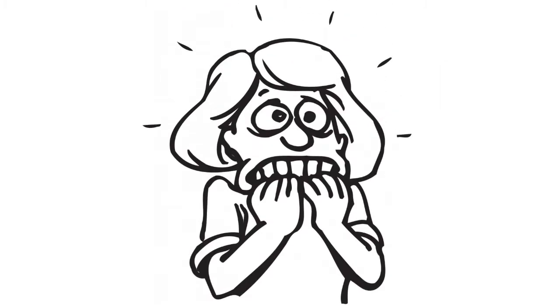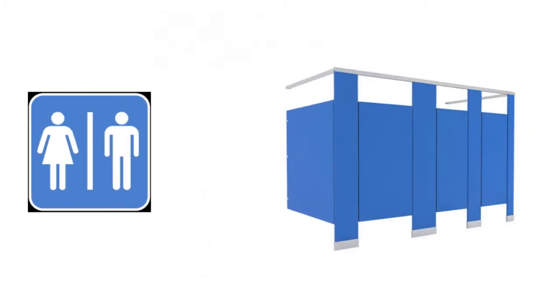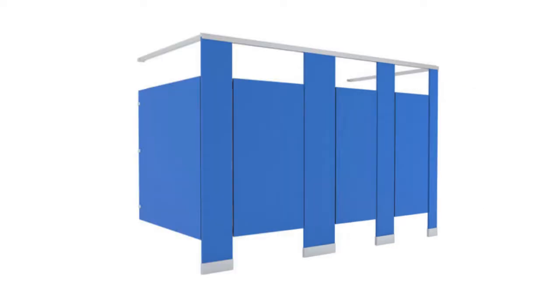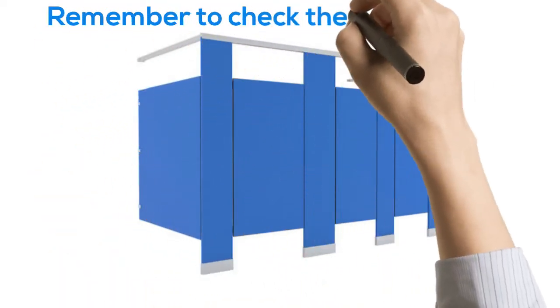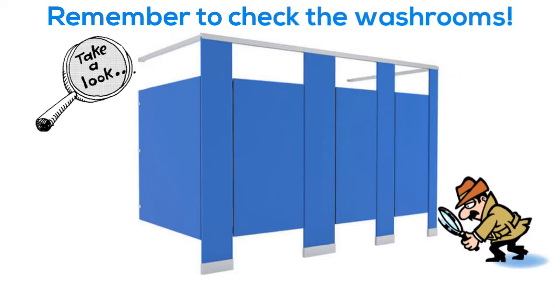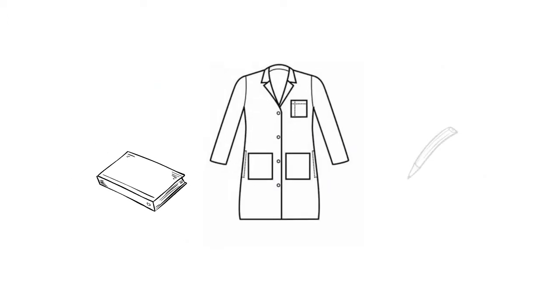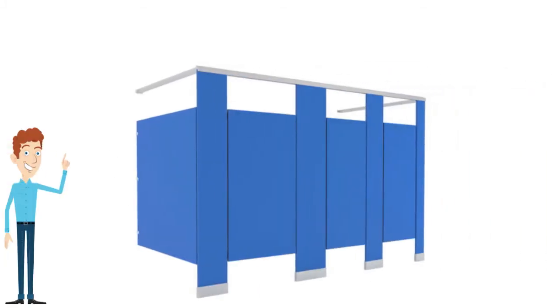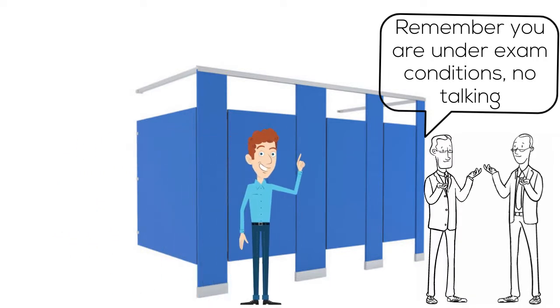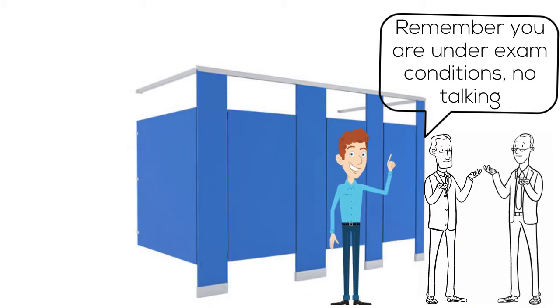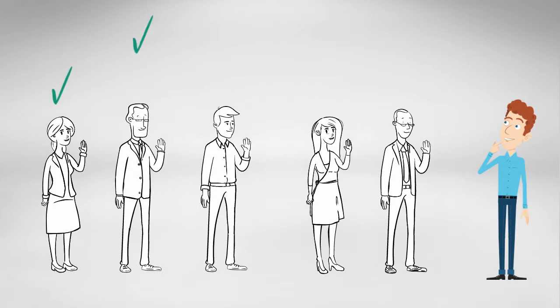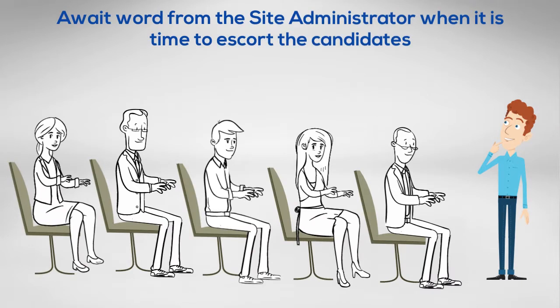The nerves have now set in. It is time to escort your candidates to the bathroom. Things to remember during this important step. The washroom has been checked to ensure no lingering people who may be potential security risks. Lab coats are removed with the notebooks and pencils left in the pockets. Someone remains present at the washroom to ensure no talking or sharing has occurred. As they return, make sure they are still the same people you registered. The candidates are escorted back to their seats to await movement to the exam center.